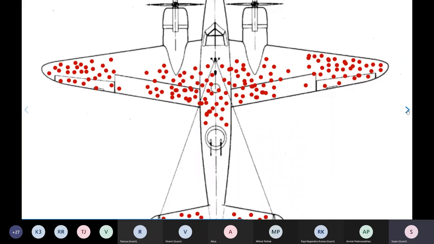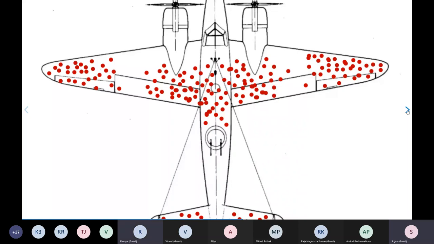But then a statistician or mathematician looked at this and said, hey, hang on. That's not the inference you should make from this. You should strengthen the areas where the bullets have not hit. Why is that? Because, remember, these are planes that came back. The planes that did not come back probably got hit in those areas. So these are the areas where it's actually safe to get hit. If you want to strengthen the plane, strengthen it in the places where you've not been hit. Because getting hit there is probably fatal, and that's why that plane didn't come back.